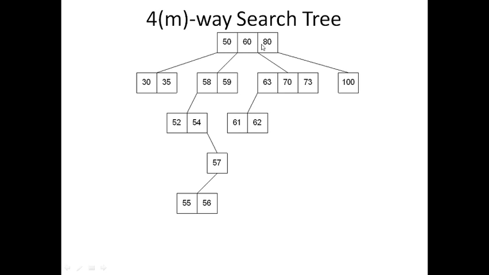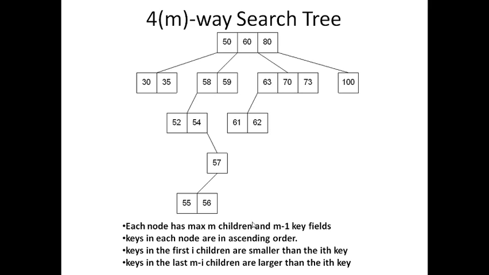So 50, 60, 80. Everywhere we can see the nodes have the values in ascending order, and the left subtree is less than the parent, whereas the right subtree is greater than the parent. Similarly for each value, the left is less than and the right is greater than the value. So it's an M-way search tree.